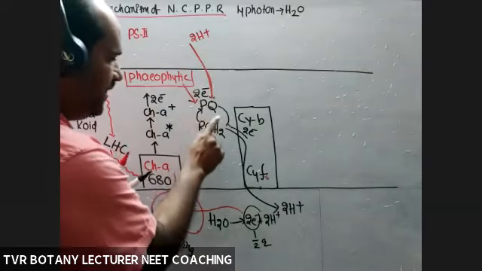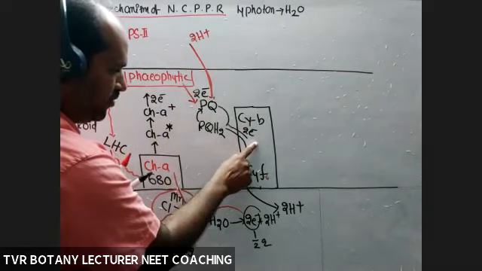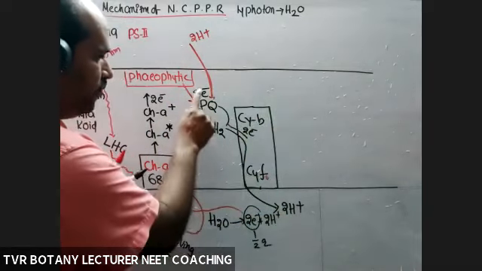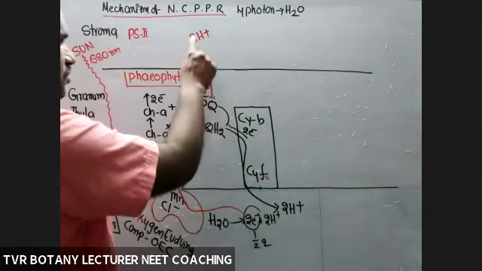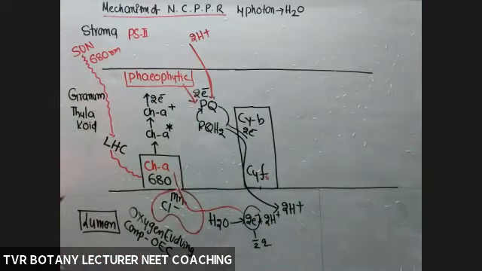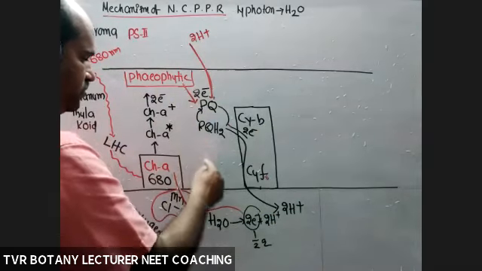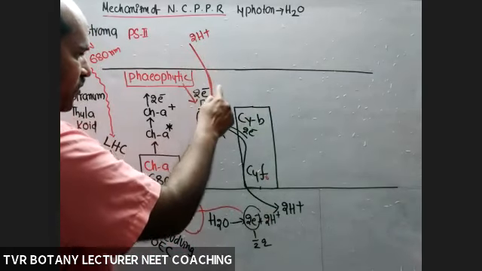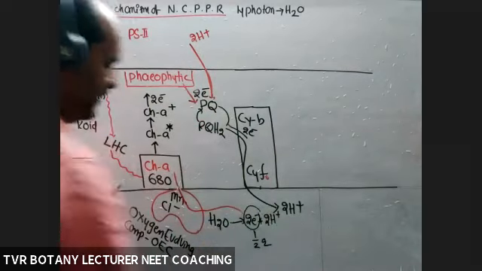So while transporting 1 electron from PQH2 to the cytochrome complex, how many protons are released into the lumen? 1. 1 electron, 1 H plus. So 1 to 1. Okay, right? So what is the role of the association of these 2 electron carriers? Translocation of protons from stroma to lumen.